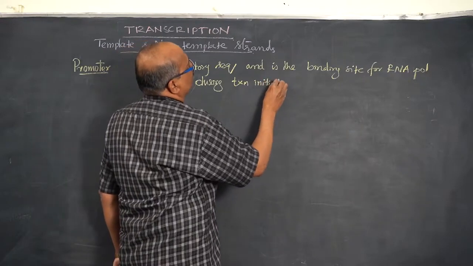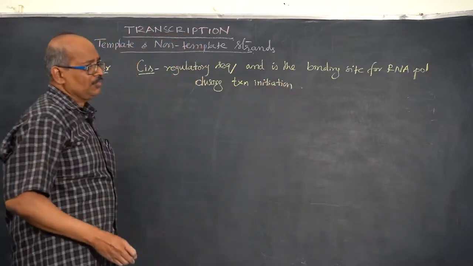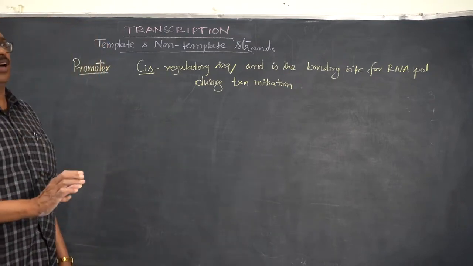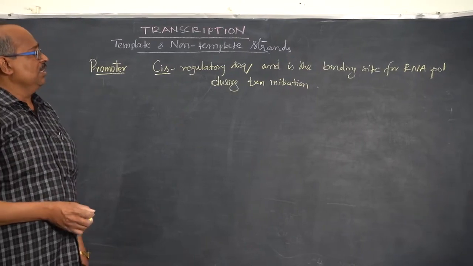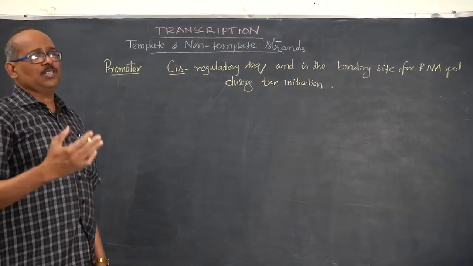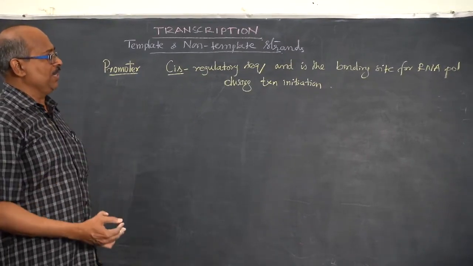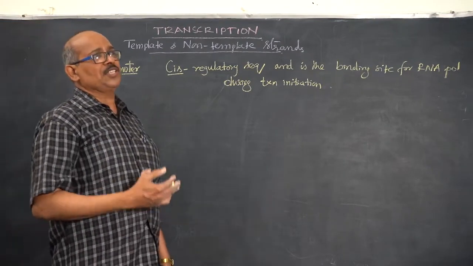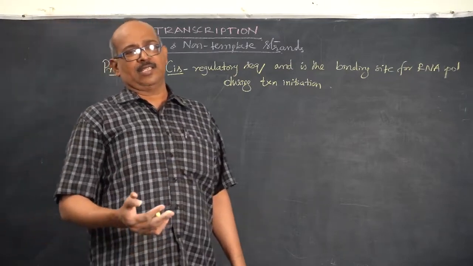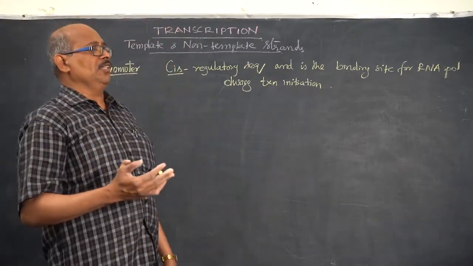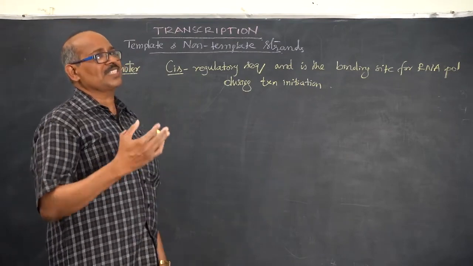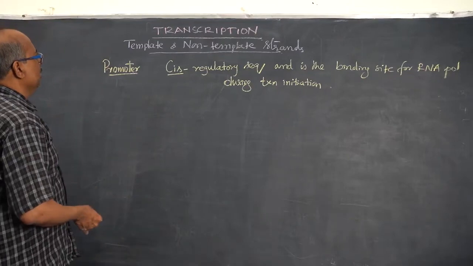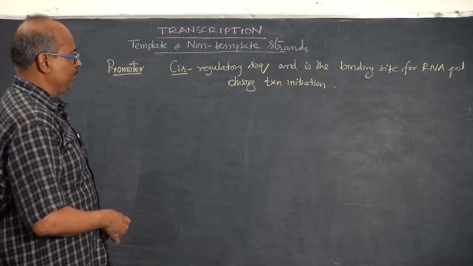So it is doing two things. One, it is acting as a regulatory unit. It is controlling the transcription of a downstream region. The second, it allows the binding of the RNA polymerase at the promoter site so that you can have a stable binding of the RNA polymerase and therefore you can have the transcription process successfully initiated. That will be done by RNA polymerase holoenzyme.